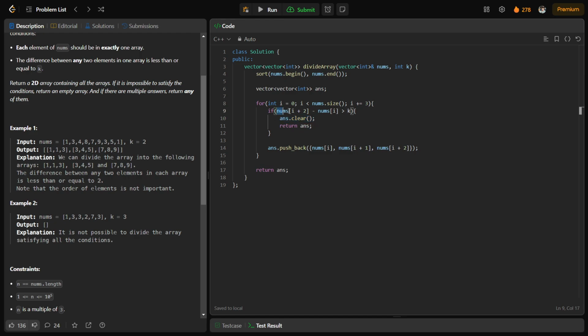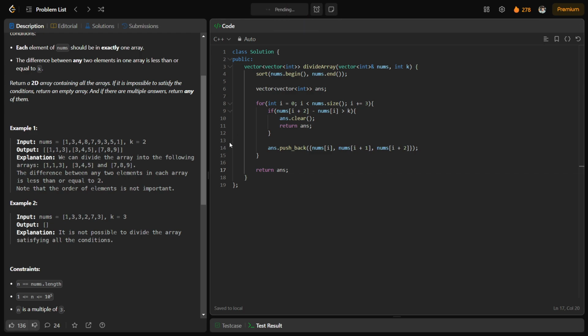This is because I have found an invalid configuration. That means I cannot form a valid sequence of values or subarrays. That is why I have to clear the answer vector and return it. Otherwise, I'm just going to push back a new vector, that is nums of I, nums of I plus 1 and nums of I plus 2. So these will be the 3 values that you need to push back as a new subarray. Now at the end, I'm just going to return my answer vector and this would be the complete solution.